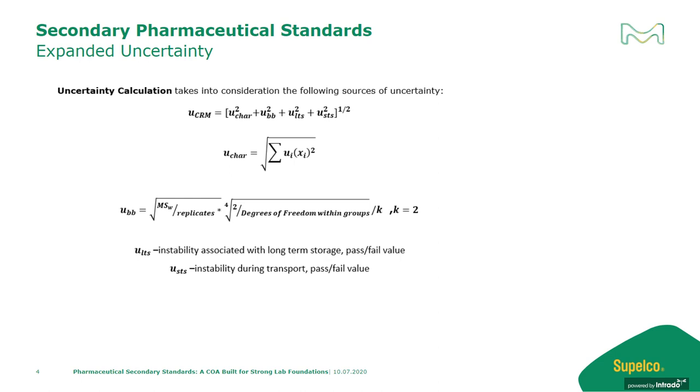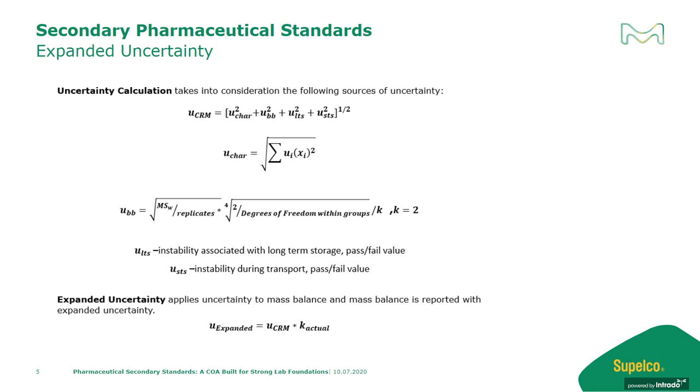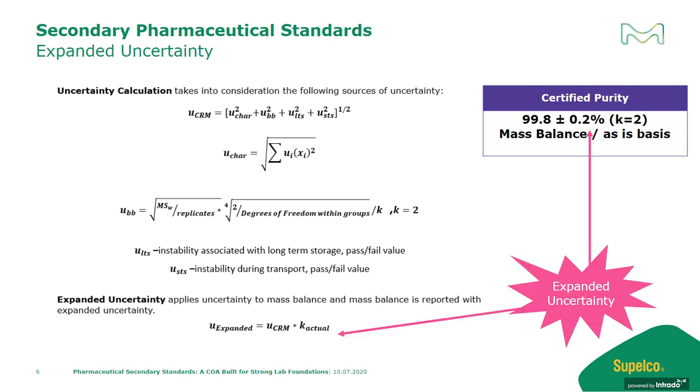And finally, the last uncertainty term comes from long-term and short-term stability factors. Short-term stability is evaluated to ensure that degradation does not occur during transport, while long-term stability is evaluated to ensure that degradation does not occur during long-term storage. These are pass-fail values, and most of the time, no contribution from these uncertainties is included. The expanded uncertainty is equal to the uncertainty of the CRM multiplied by the coverage factor, K, which is determined from the actual distribution's mean, standard deviation, and theoretical degrees of freedom, which are calculated.